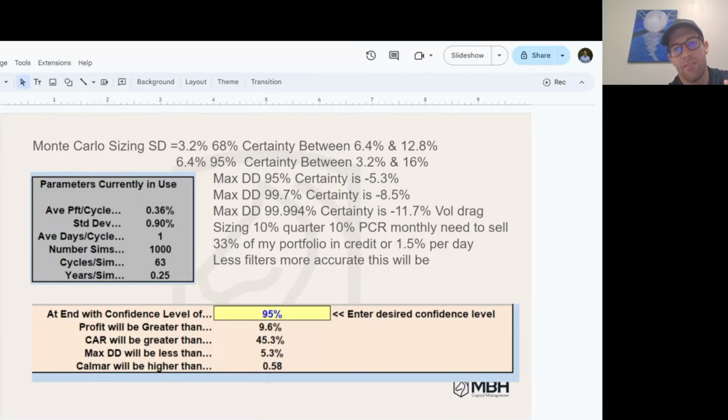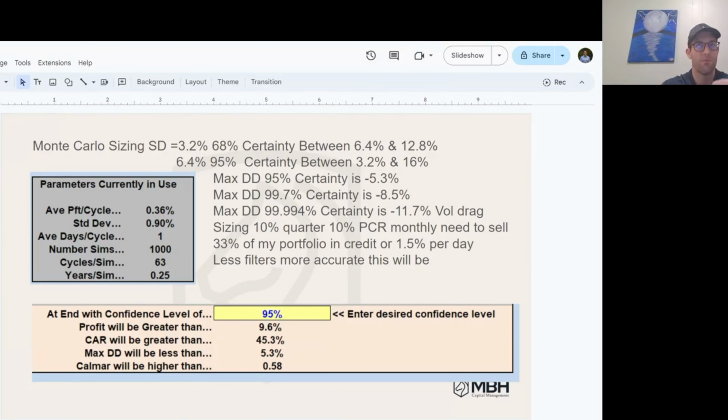So now that we have this, I know that my return here with a 95% certainty is going to be 9.6% and a max drawdown of 5.3%. What this did is over a quarter, it gave me a 3.2% standard deviation. And basically what that looks like, if my average return is 9.6%, that means with a 68% certainty, I know my quarterly return will be between 6.4% and 12.8%. Then with a 95% certainty, I know my return will be between 3.2% and 16%.